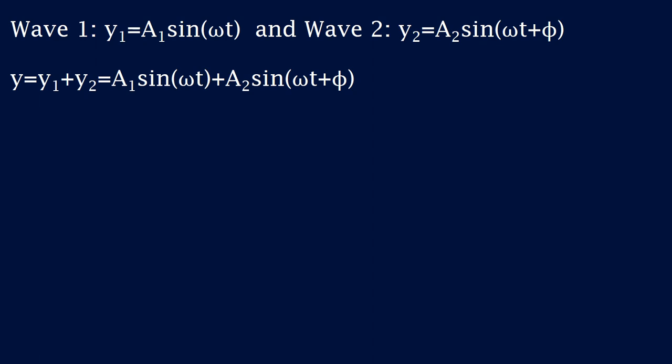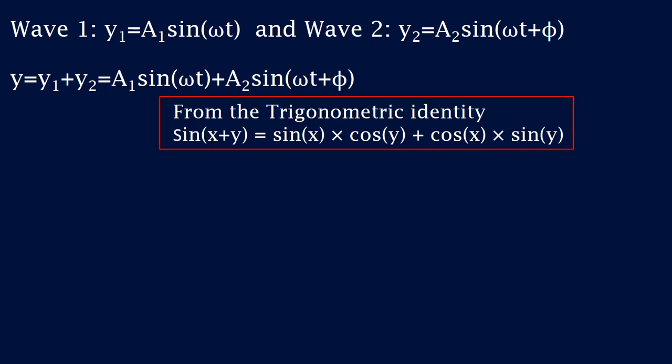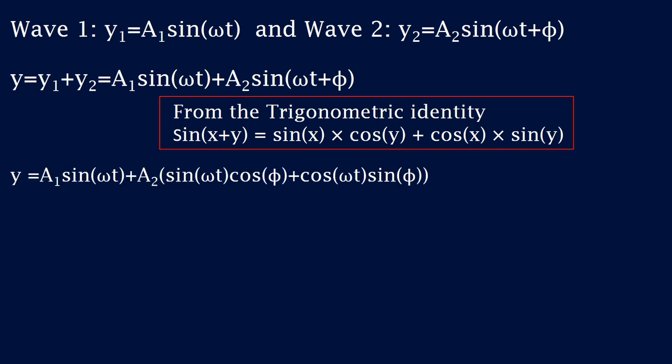Therefore, y = y1 + y2 = a1 sin omega t + a2 sin(omega t + phi). We can simplify this expression using a trigonometric identity: sin(x + y) = sin x cos y + cos x sin y. By applying this identity, y = a1 sin omega t + a2 [sin omega t cos phi + cos omega t sin phi].